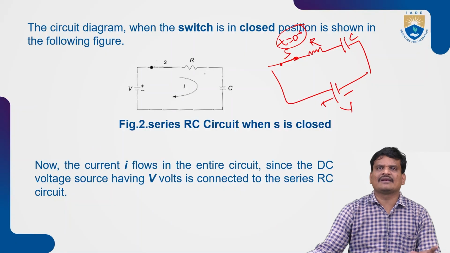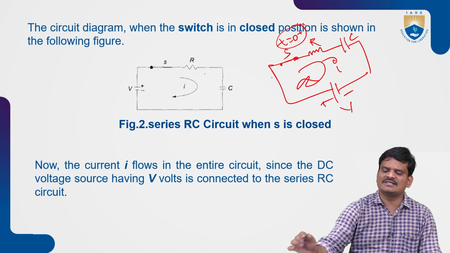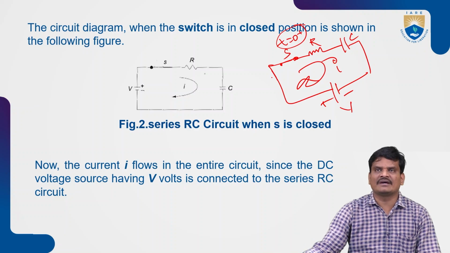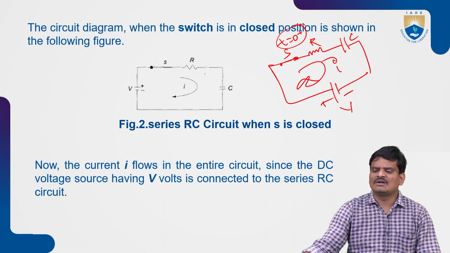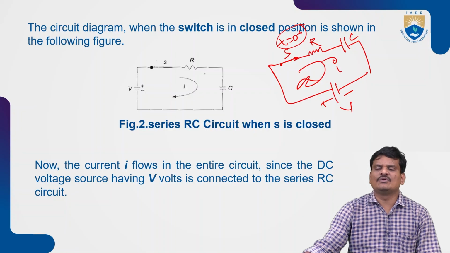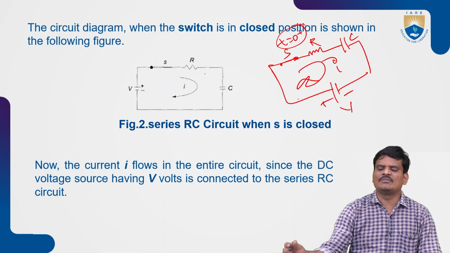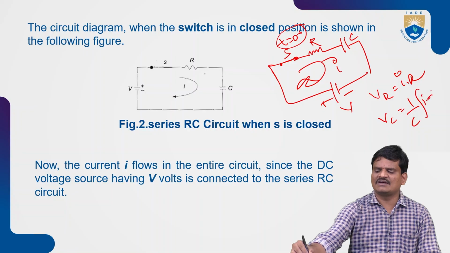Now, in order to calculate the total current flowing in the circuit, as the switch S is closed, I can calculate the current. As all the elements are connected in series, the current flowing in the resistor and the capacitor will be the same. I will calculate the current by applying KVL in this loop. The voltage across the resistor, VR, is I into R, and VC is equal to 1 by C integration of I dt.